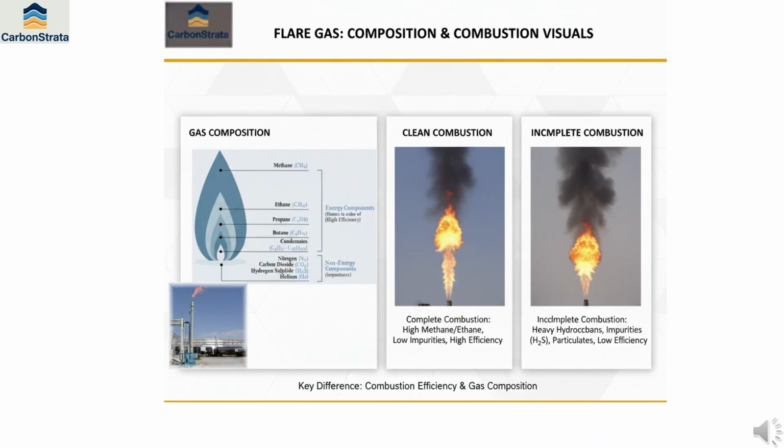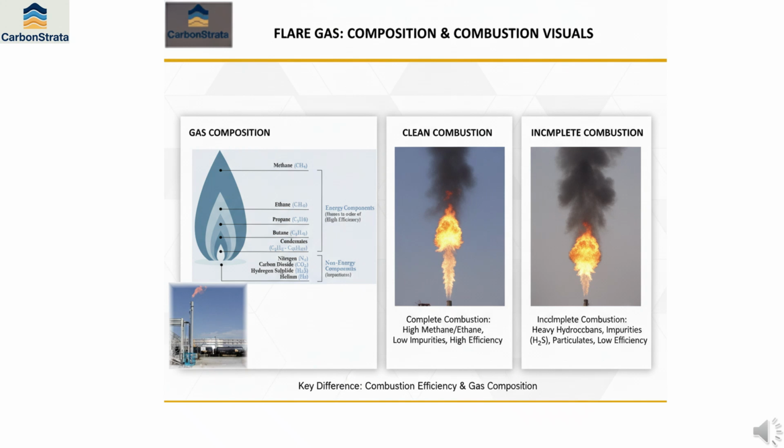Flaring is a critical safety and operational practice used to dispose of excess hydrocarbons during production, processing, and emergency situations. However, the environmental impact of flaring depends largely on gas composition and combustion efficiency. Natural gas is primarily composed of methane, with smaller quantities of ethane, propane, butane, and other hydrocarbons. It may also contain non-hydrocarbon components such as carbon dioxide, nitrogen, hydrogen sulfide, and trace impurities. When combustion is complete, hydrocarbons react efficiently with oxygen to produce carbon dioxide, water vapor, and heat. Complete combustion is characterized by a stable flame, high energy efficiency, and minimal pollutant formation.